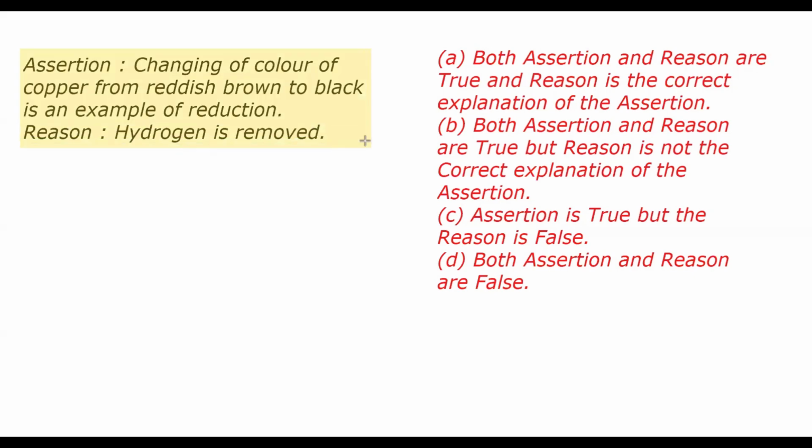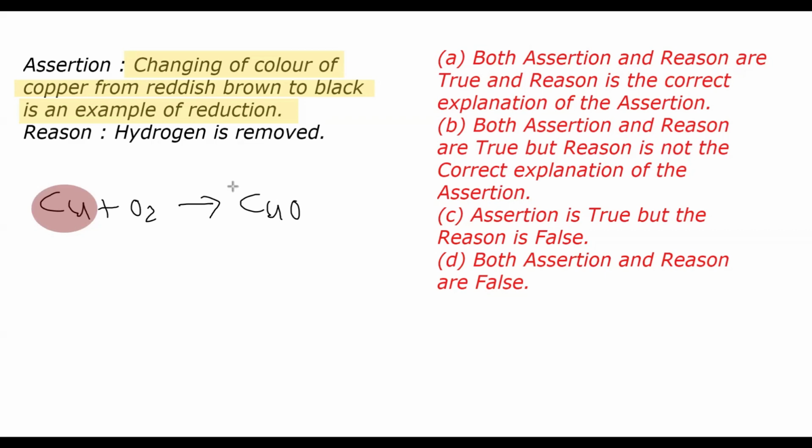In this assertion reasoning based question, the assertion says change in color of copper from reddish brown to black is an example of reduction. Let's first understand the reaction. What we know is that when we burn copper, copper which is reddish brown in color, in the presence of oxygen, it gives you copper oxide. And the change in color is what you have to remember, that copper ordinarily is reddish brown in color. It changes to black over here.